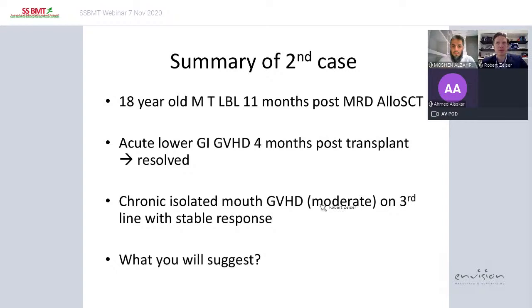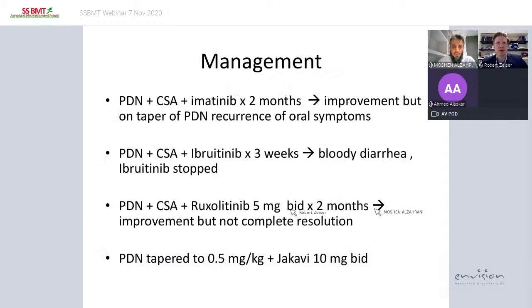and I saw that on your previous slide. All right. Yeah, it's still on Jakavi twice daily, right? Yeah. So it's good. And in this case, if the Jakavi is not sufficient for controlling the mouth GVHD, I would combine this with ECP, since we had some patients that had no response to Jakavi alone, but then later responded to ECP in combination with Jakavi. So that would be my first suggestion.